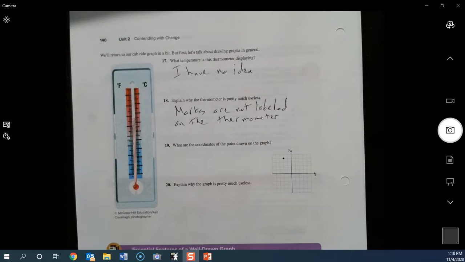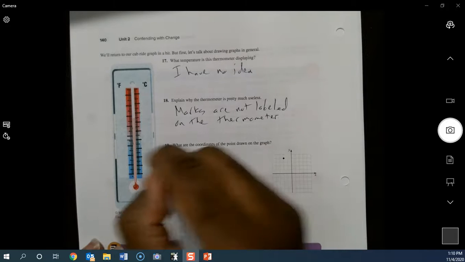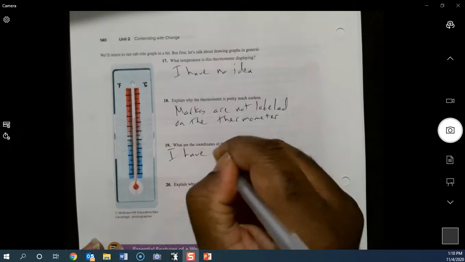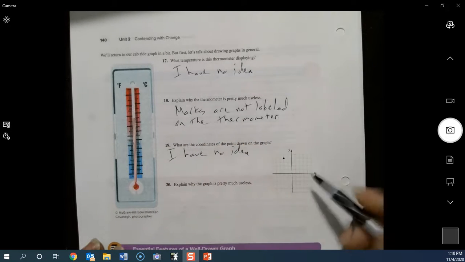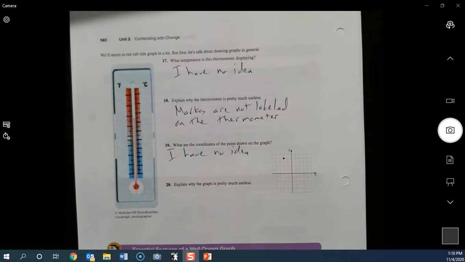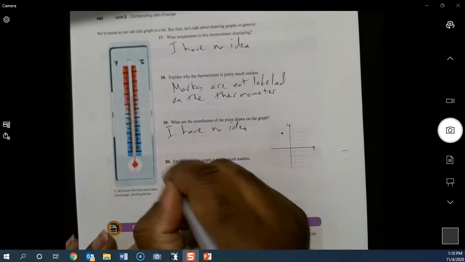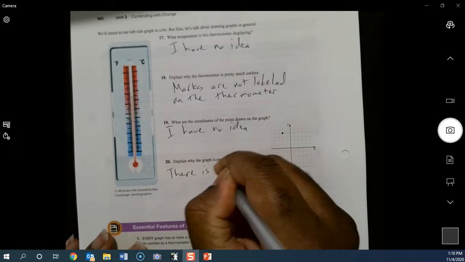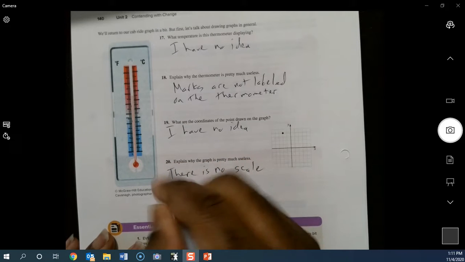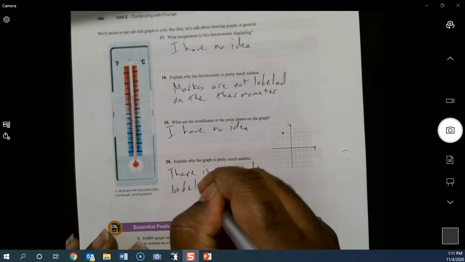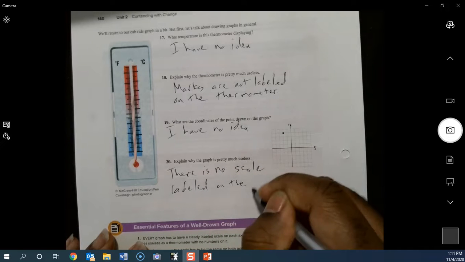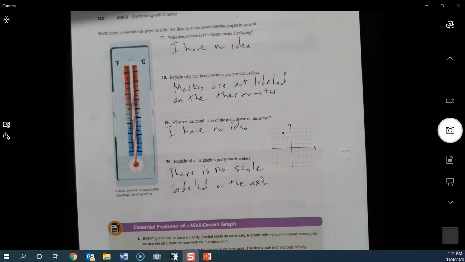Okay, 19. What are the coordinates of the point drawn on the graph? Still would be, I have no idea. Because if you look here, these are not marked. And then it says, explain why the graph is pretty much useless. There is no scale labeled on the axis. There's no scale labeled. Okay.